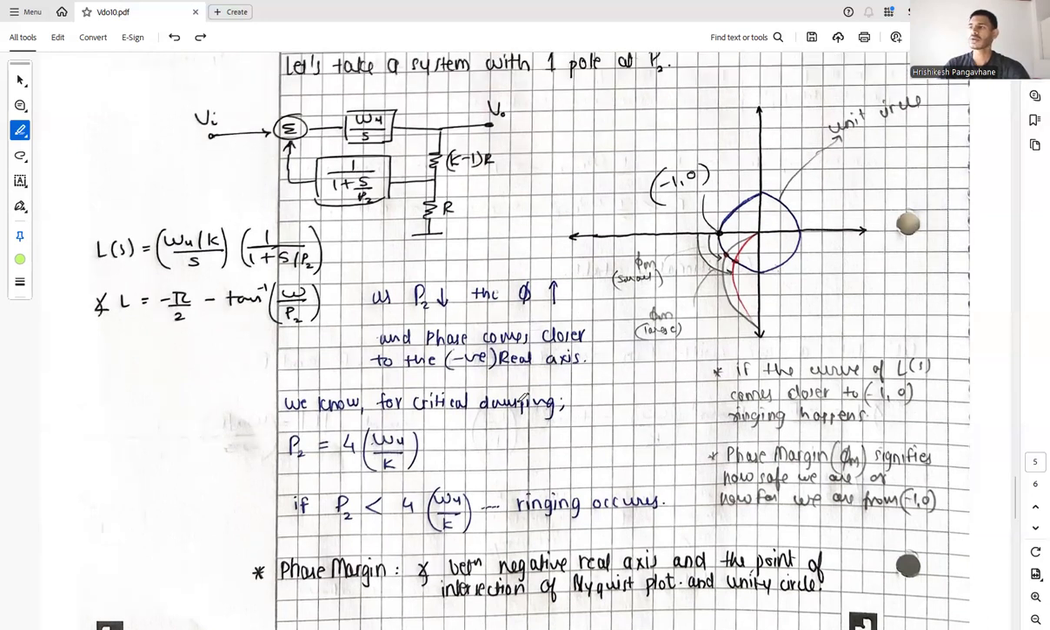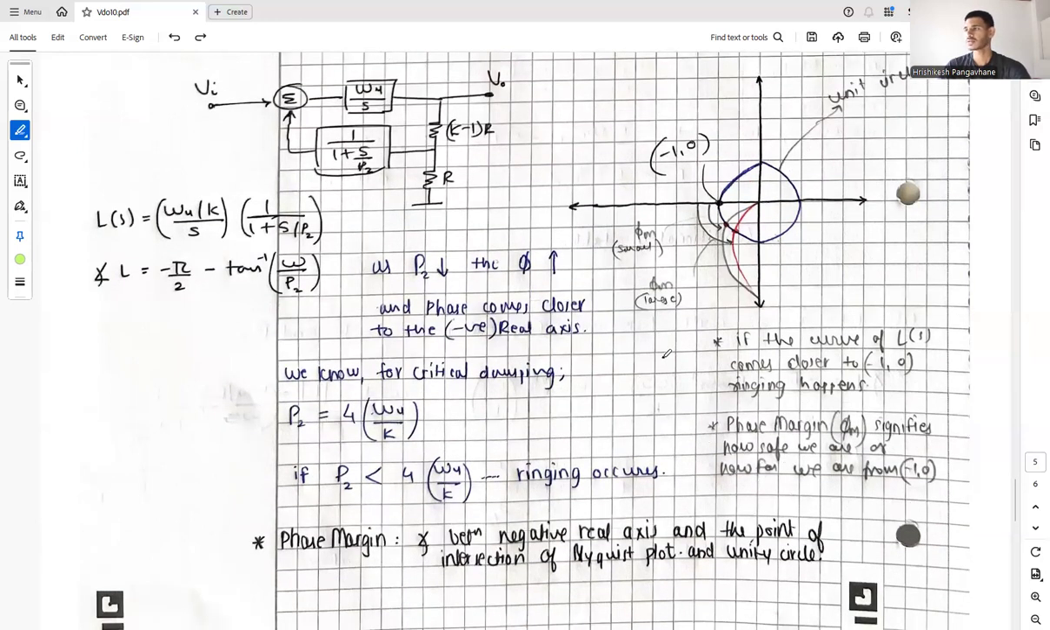And now let's look at what phase margin is. So basically the point where the unit circle and the plot cut each other, and how far is that point from the negative real axis in terms of angle, is called phase margin. So the phase margin signifies how safe we are, or how far we are from the critical point.